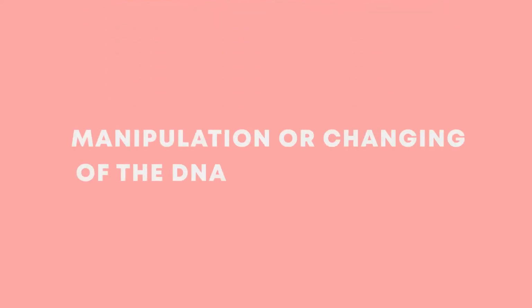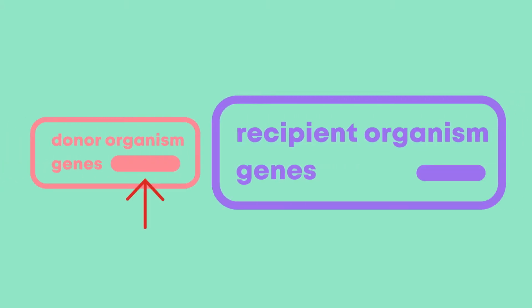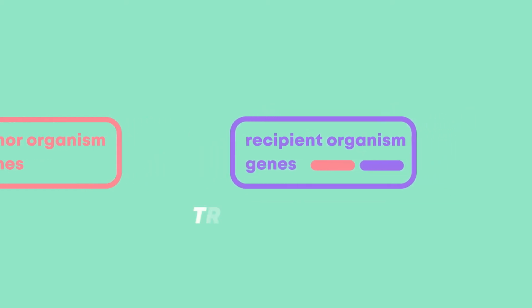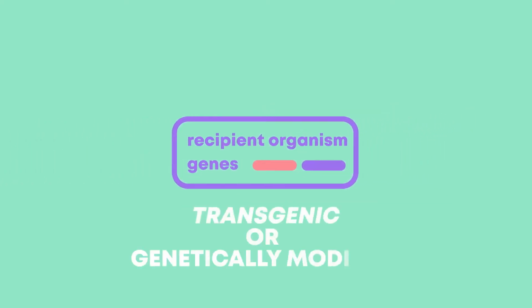Genetic engineering is the manipulation or changing of the DNA of an organism. Genetic engineering involves removing a gene from one organism, which is called the donor, and transferring it to another organism, which is referred to as the recipient. The recipient is called a transgenic organism or a genetically modified organism.